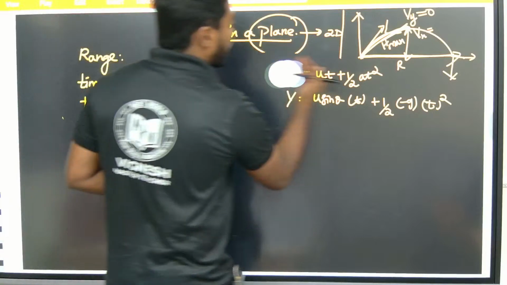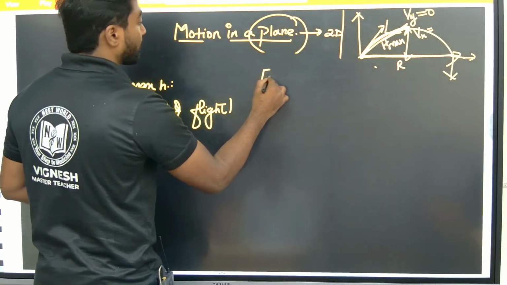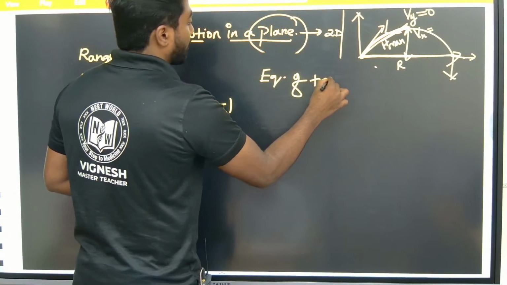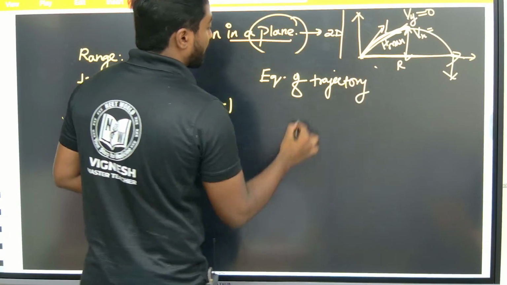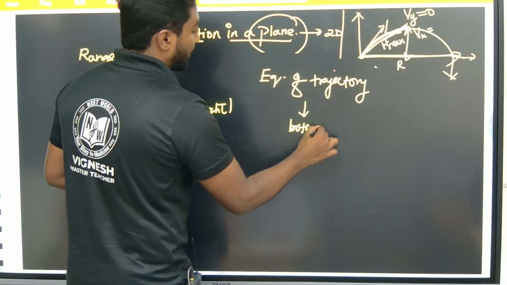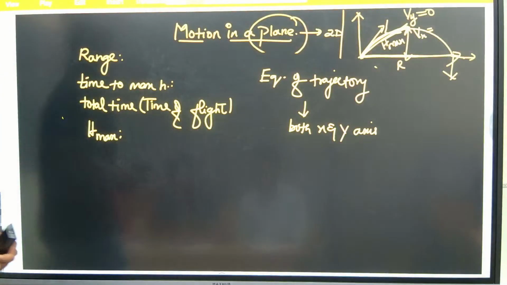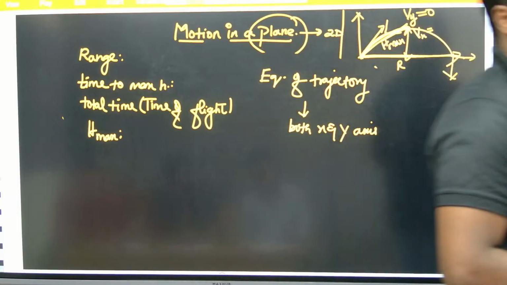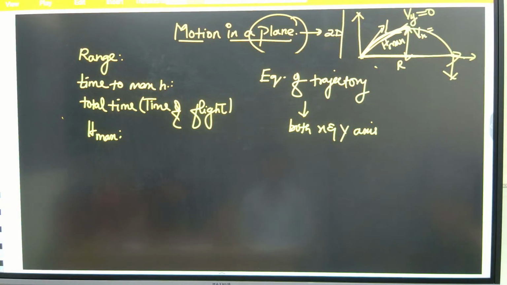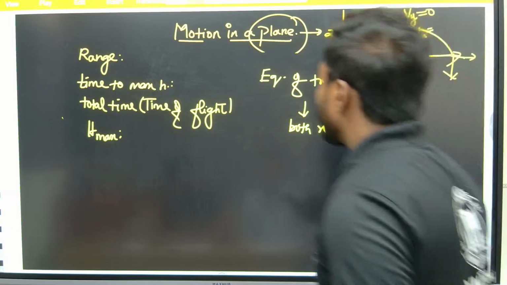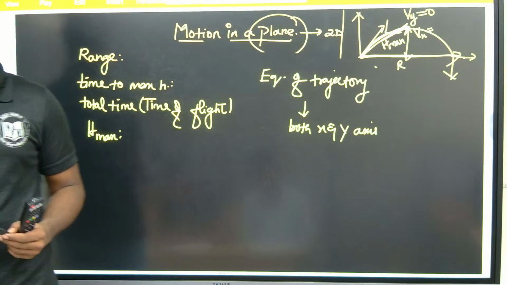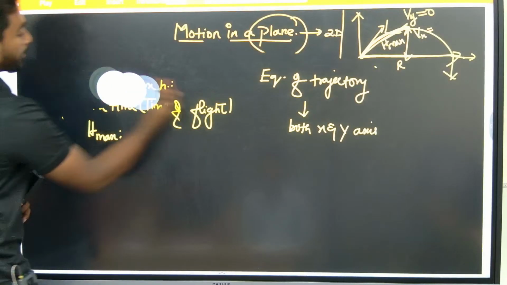So equation of trajectory is nothing but the equation in both x and y axis. Got the equation, or we'll solve that equation? Okay, we'll solve the equation.